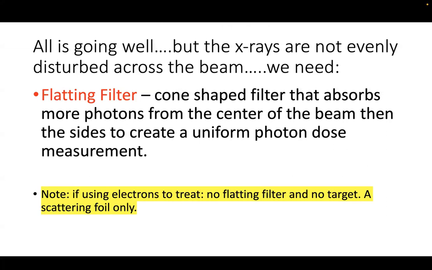If we didn't want to use photons and we wanted to treat with electrons, then we don't need those electrons that are traveling from the cathode to hit the anode, because when they hit the anode, photons are being produced. So we don't need the target in the way. So the target would move out of the way if we just wanted electrons. But we would have something called a scattering foil. There's a carousel that can move either the flattening filter in or the scattering foil in. And we would just have the scattering foil come in, and that would make sure that the electrons are evenly distributed across the beam.